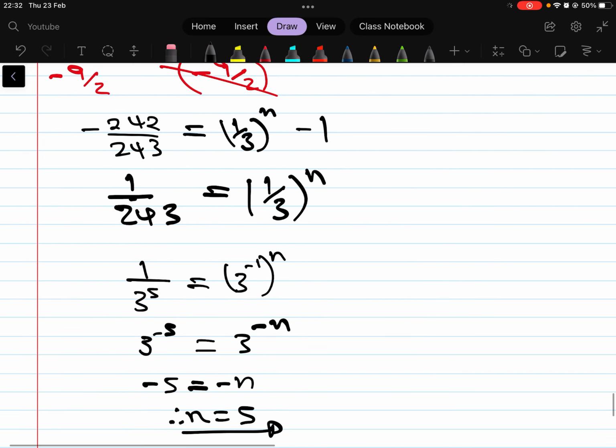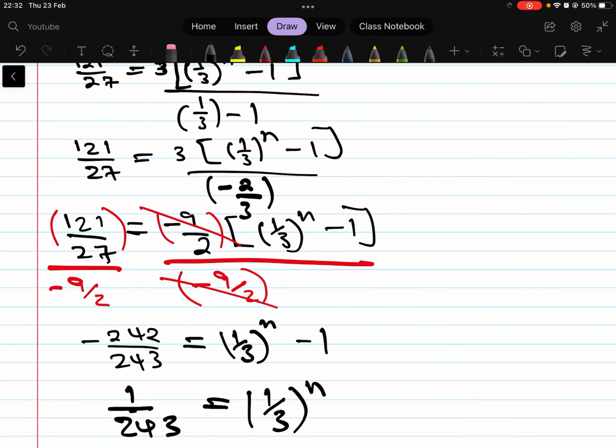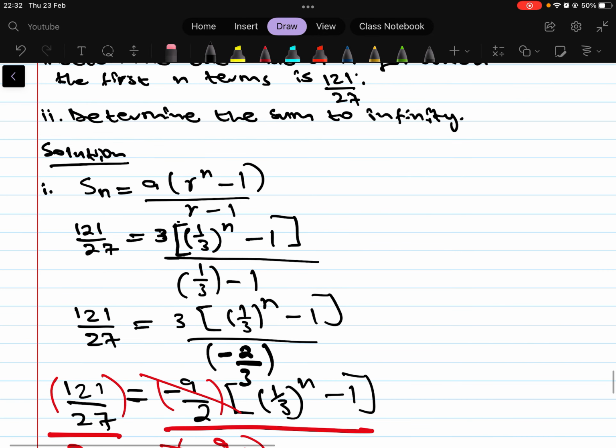So the main thing was just to deal with the simplification part of it. That's why I chose this question for us to do it. And then moving on to the second part, they're asking us to determine the sum to infinity. This one is very straightforward. Sum to infinity, there's only one formula, a over 1 minus r.